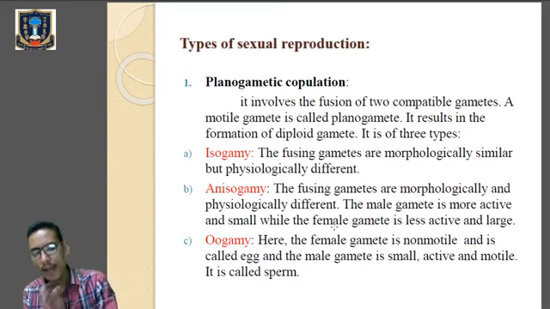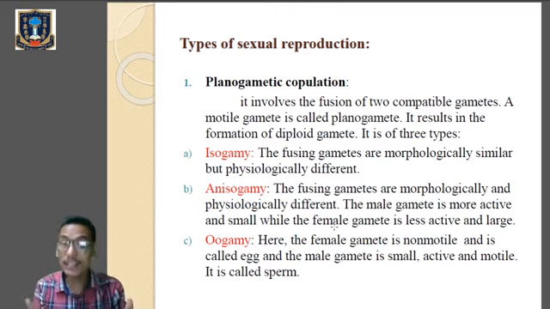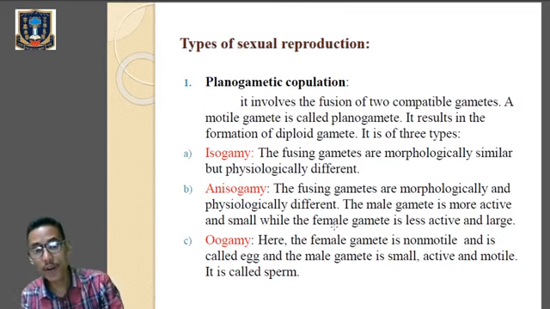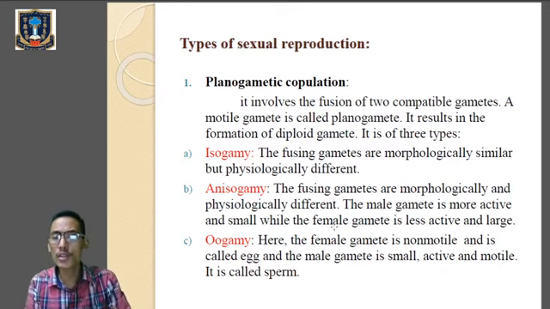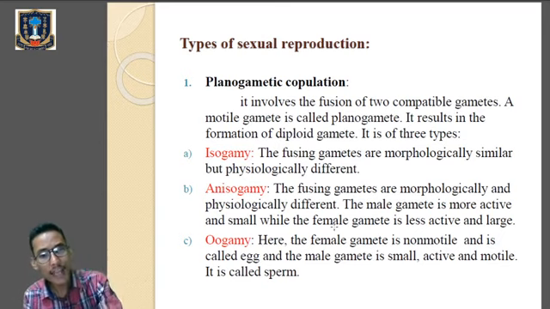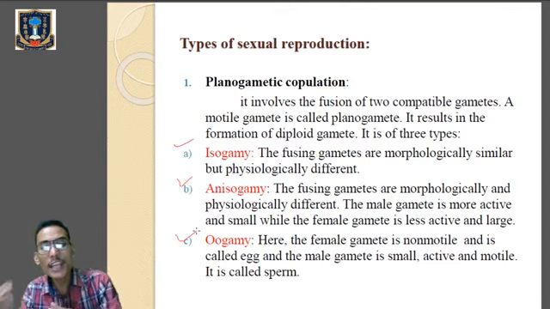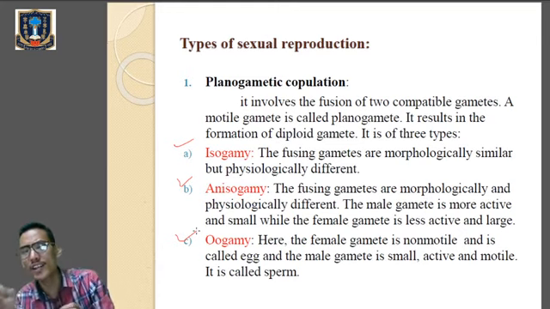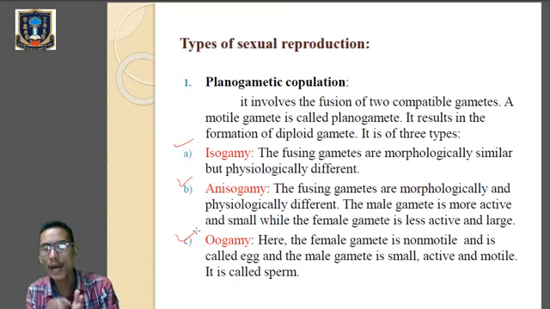Clear? So planogametic copulation means fusion of two compatible gametes. Compatible means similar, and the motile gamete is called planogamete. The fusion of those two motile gametes will lead to the formation of a diploid zygote. And gametes are of three types. What are they? Isogamy, anisogamy and oogamy. Now what is isogamy? When the fusing gametes are morphologically similar. Write it down: morpho means form, structure.